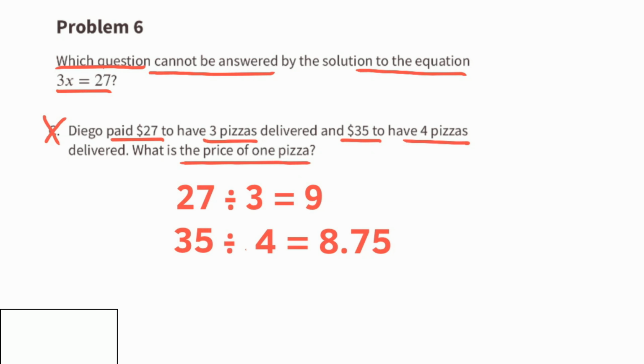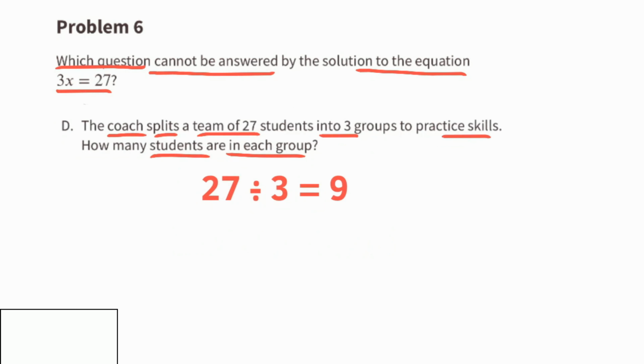Let's try the last situation. D. The coach splits a team of 27 students into 3 groups to practice skills. How many students are in each group? 27 students divided by 3 groups equals 9 students in each group. This situation can be answered by the solution to the equation 3x equals 27, so we cannot select D.